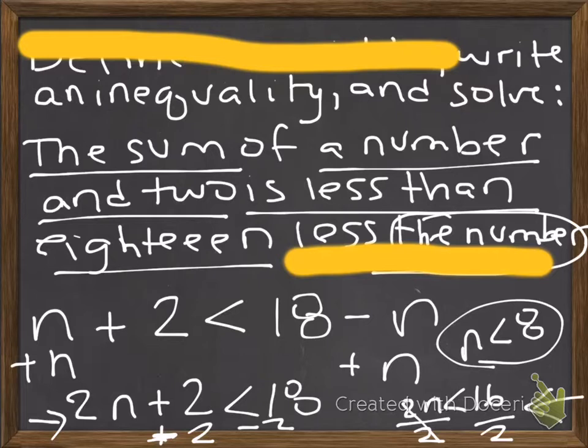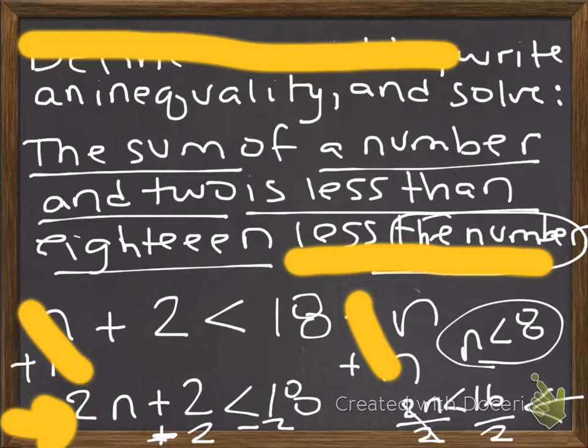We're going to combine like terms, combine the n's together, and we get 2n plus 2 is less than 18. So we subtract the 2 to get 2n is less than 16, and then we divide by 2 to get n is less than 8.